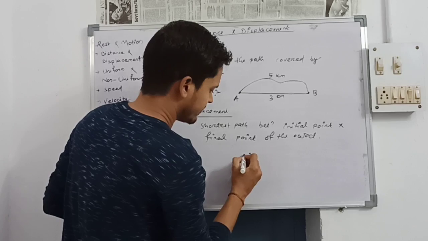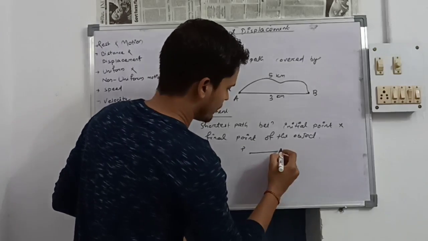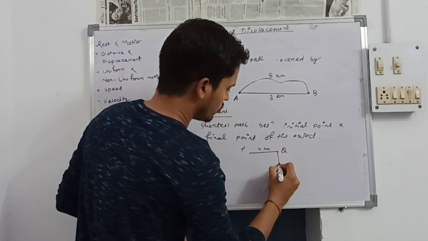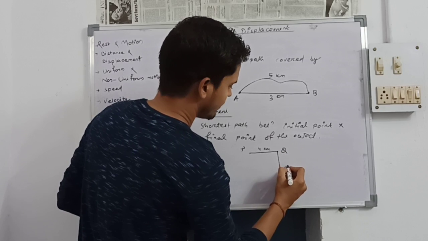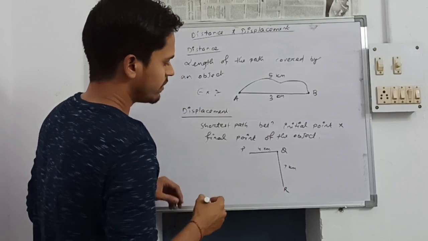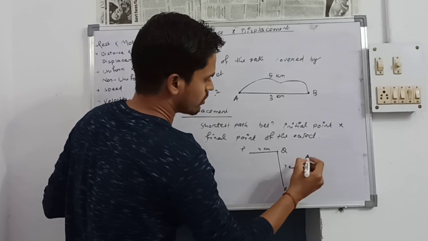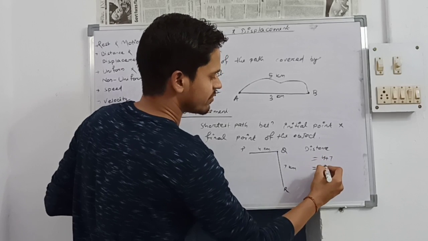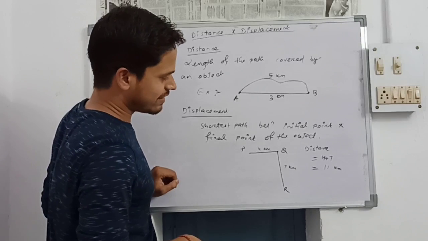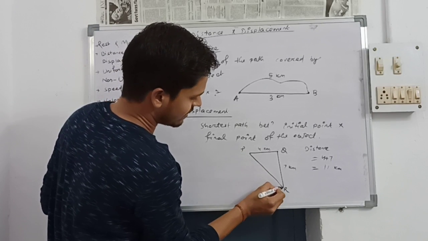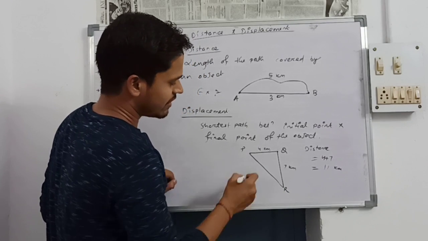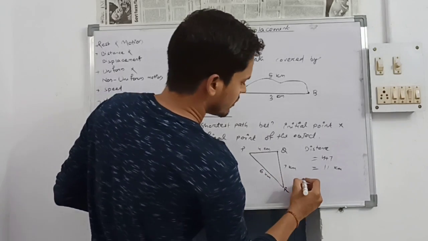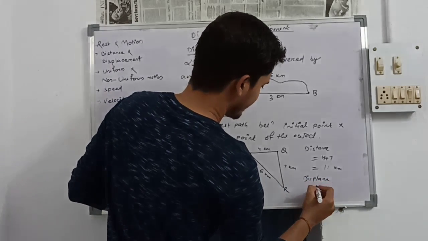Another example we will take here. This is point P. You have travelled from point P to Q, which is 4 kilometers. Then Q to R, which is 7 kilometers. Total distance travelled by you equals 4 plus 7, that is 11 kilometers. But if you take the displacement, let the straight line distance between P and R be 6 kilometers. The displacement of yours is 6 kilometers.